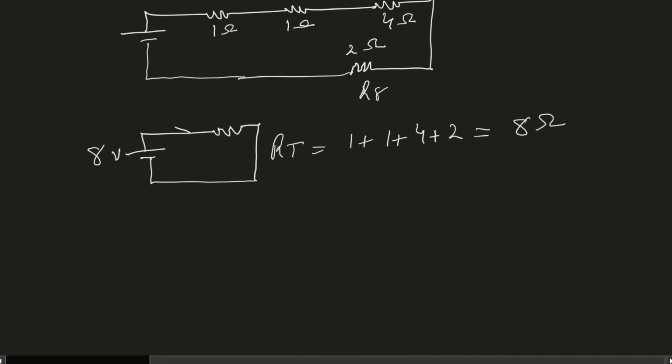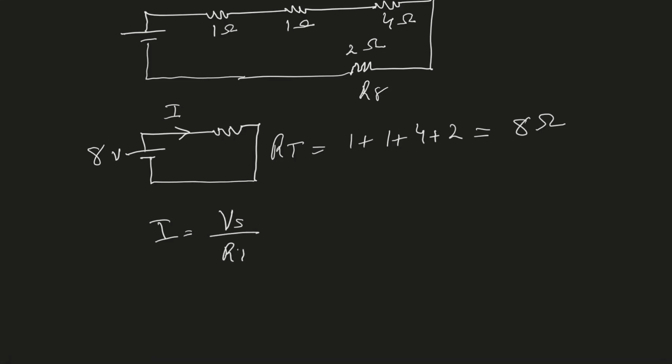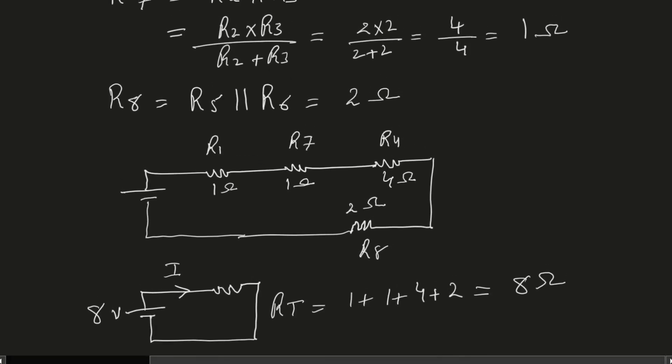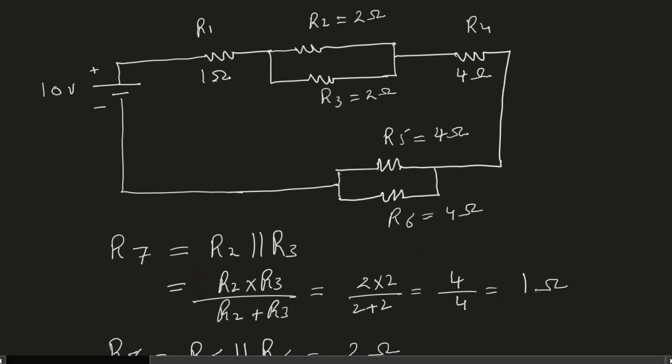This will give me a current I equal to Vs divided by R total, which will be 8 volt divided by 8 ohm, that is 1 ampere. So 1 ampere current will flow from the source. So now this is not 10, this is 8 volts. So therefore we have 1 ampere comes out of the battery.